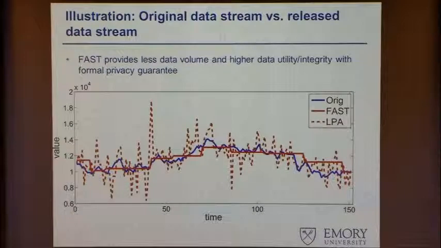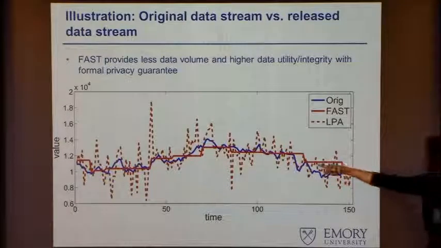This one illustrates the effect of the baseline Laplace mechanism and our approach. The blue line shows the original time series data, and the dashed line shows the time series released by the baseline LPA mechanism. You can see it adds a lot of noise because it adds noise at each individual time point based on the sensitivity. And our fast approach, because of the filtering, the post-processing, and adaptive sampling, was able to reconstruct and get much closer to the original time series, the released data.